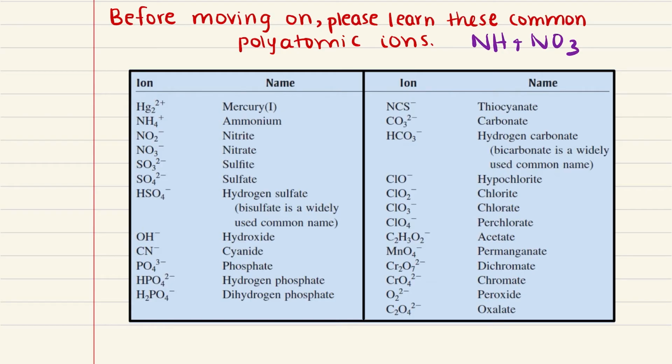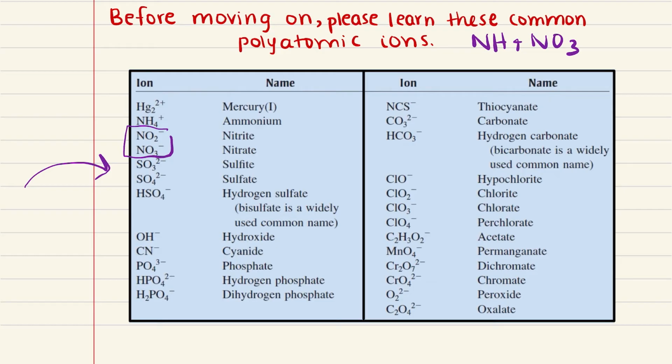The most important polyatomic ions and their names are listed in this table right here. I highly recommend memorizing these. They will make your life so much easier. I'm going to go over a couple of them quickly, not the whole table, although commit the whole table to memory. I'm just going to point out a few things I want you to definitely know. The first 2 are these right here, NO2 minus and NO3 minus. This is nitrite and nitrate. Now here, I want to make an important point.